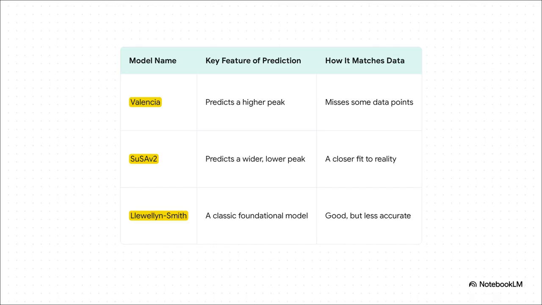So let's check out the scorecard for one of these contests, a neutrino hitting an argon nucleus. You can see the Valencia model, right? It predicts this high, sharp peak. But it misses where a lot of the real data actually lands. But then you look at the Sussov 2 model. It's built on a more complex idea, and it predicts a wider, lower peak. And look at that. Its line goes right through the data points. So in this round, Sussov 2 is the clear winner.